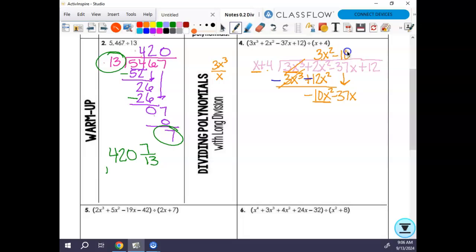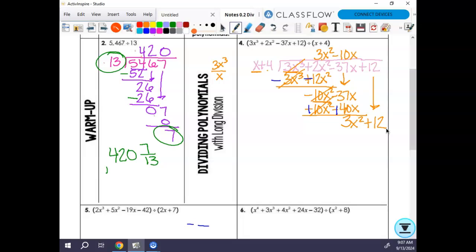Negative 10x. Good. Then I multiply it back. And if I did it correctly, it should match what that is right there. So negative 10x times x, negative 10x squared. Negative 10x times 4, negative 40x. Then I change the signs on the second row. Then I combine. These zero out. This is a positive 3x, and I bring down my 12, positive 12.